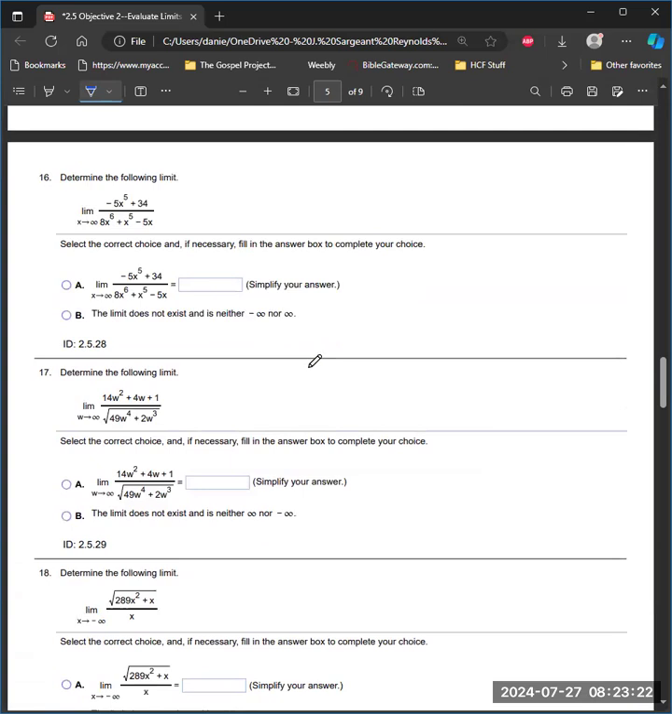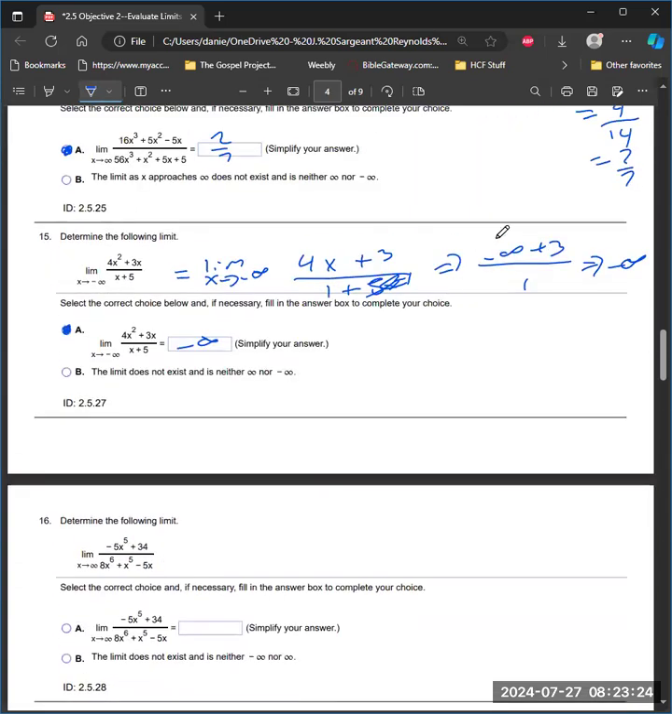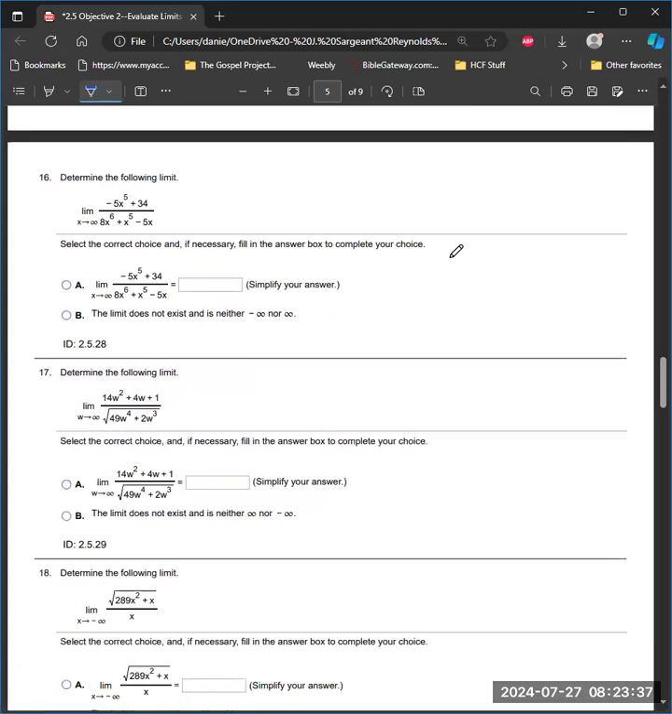Your teacher may or may not want you to go ahead and put negative infinity in like that. Just don't use an equal sign if you do it. Use an arrow to say it approaches that, because infinity is an idea, not a number. So I can't use an equality symbol for it.